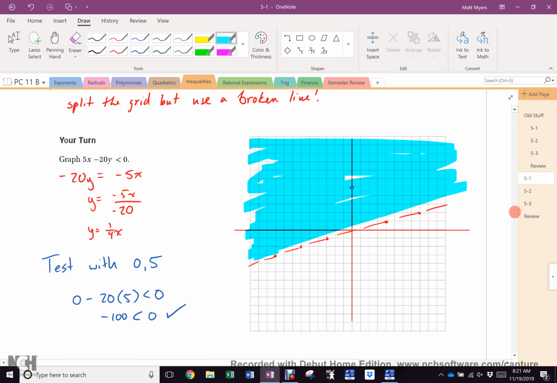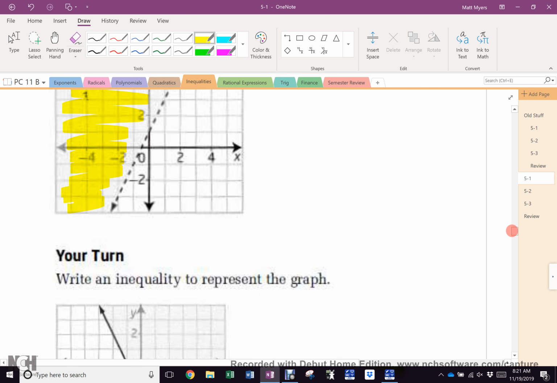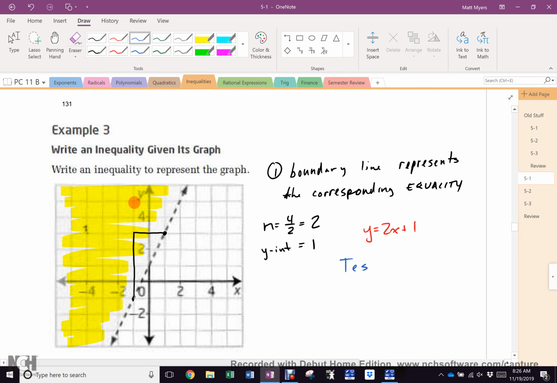Okay. Now we're going to work the other way around. I don't know how well it came out on yours, but this is the shaded side. So if you need to, do that. I want to go the other way around. Okay? So I'm going to pause the recording. Test point 0, 2.